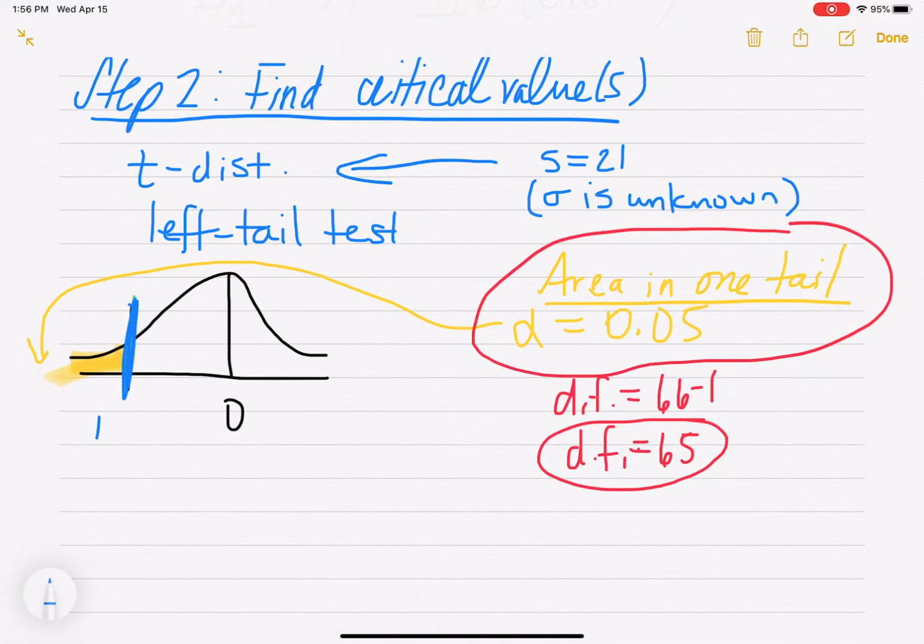This is going to be a T lower star, right? It's going to separate my rejection region from my non-rejection region. Now, keep in mind that this has to be a negative value, right? It's smaller than 0. T lower star is smaller than 0. It's on the left tail, so it has to be a negative value. So now in our table, let's look up 0.05 for area in one tail and 65 degrees of freedom.